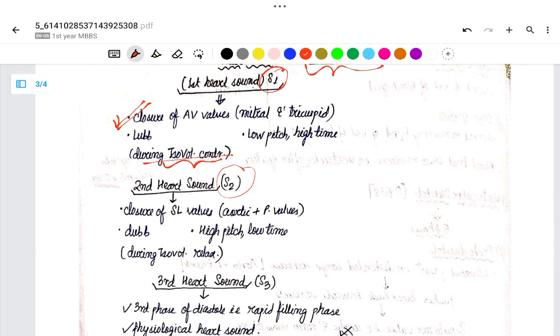Here, it is the mitral and tricuspid valves. It is low pitch, high time. The pitch is low. It is not very shrill.